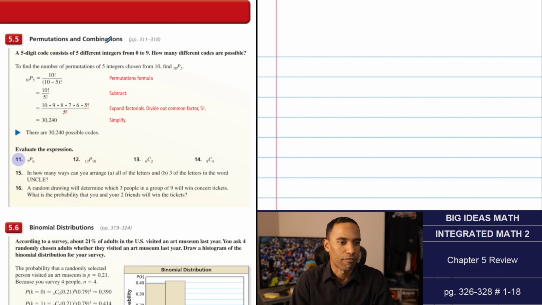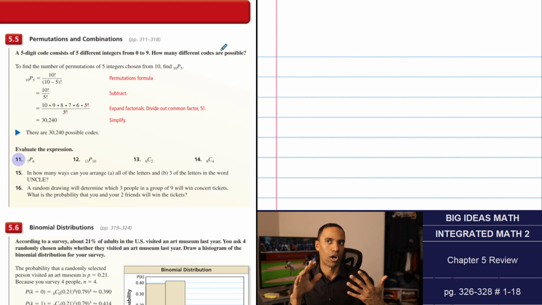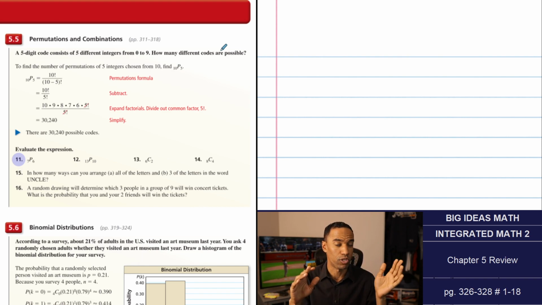Permutations and combinations. A 5-digit code consists of 5 different integers from 0 to 9. How many different codes are possible? Given the fact that, whenever you type a code, like 1, 2, 3, 4, 5, and 5, 4, 3, 2, 1, those would be different codes. It's not like you type them in any order.